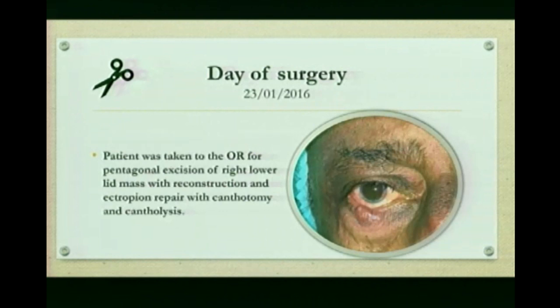So we took this patient for surgery. As you can see, this is the area that represents the lid mass, and this is the area that represents the lower lid. As you can see, it's roughly representing almost 1/3 to a maximum of 2/3 of the lower lid area. So we took this patient for pentagonal excision and canthotomy cantholysis with reconstruction of the lower lid.